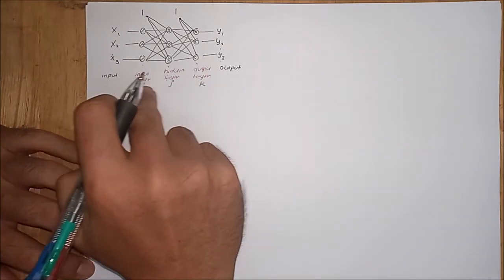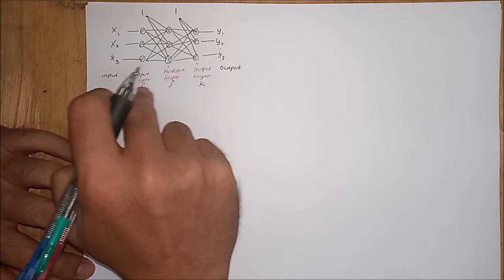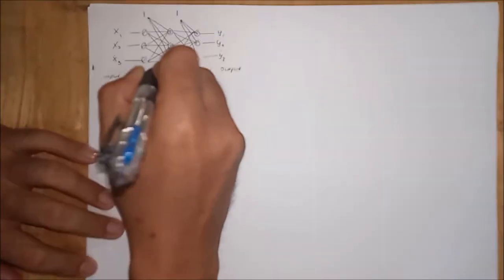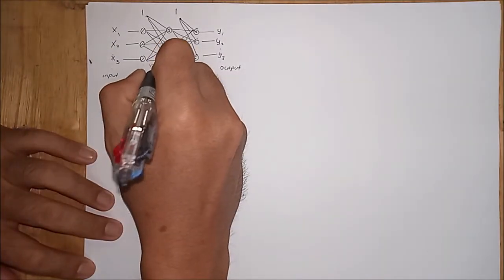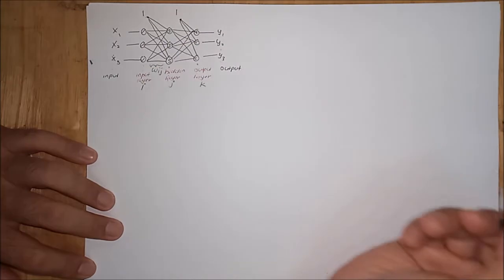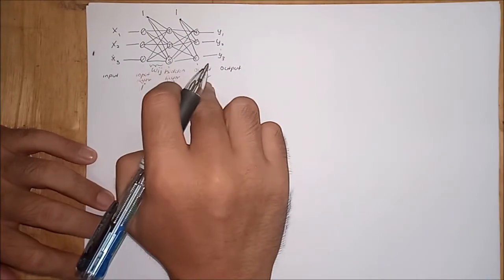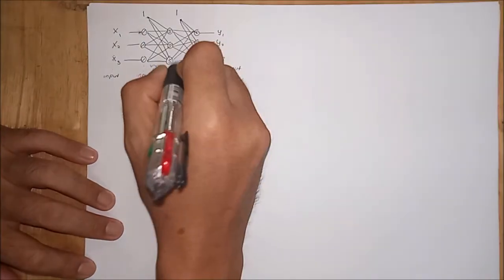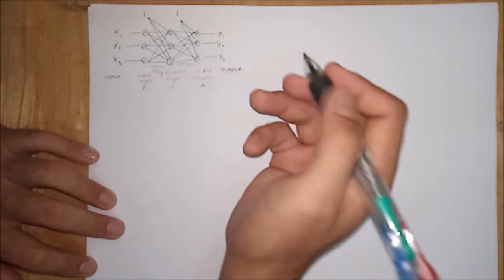For every connection in between the input layer and hidden layer, we have the weights. All the weights here will be labeled as Wij, and the same thing for the configuration from hidden layer to output layer, where the weights in between these two layers will be Wjk.